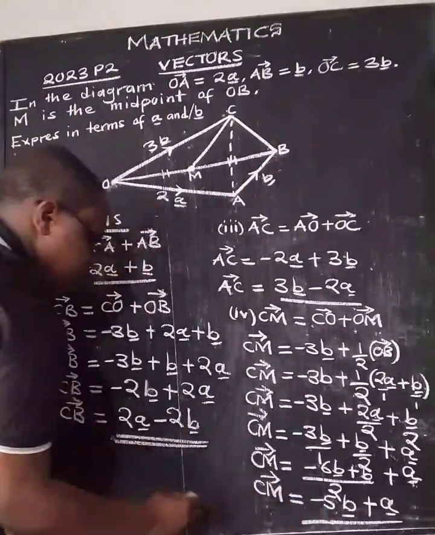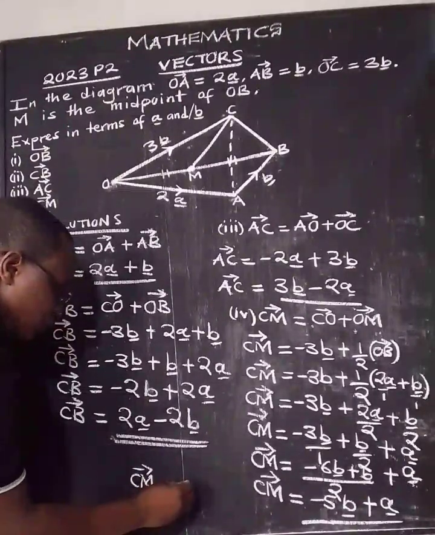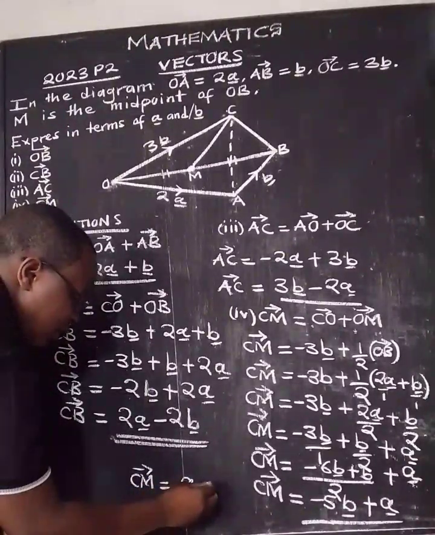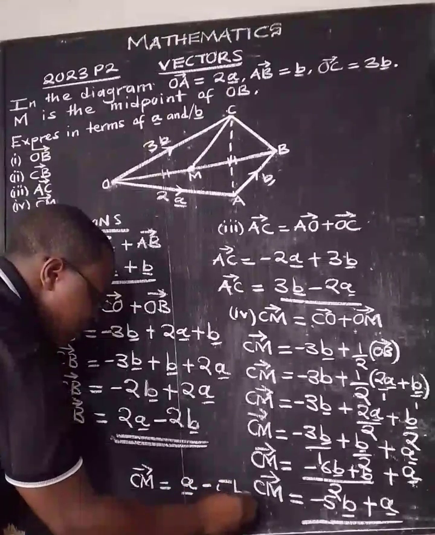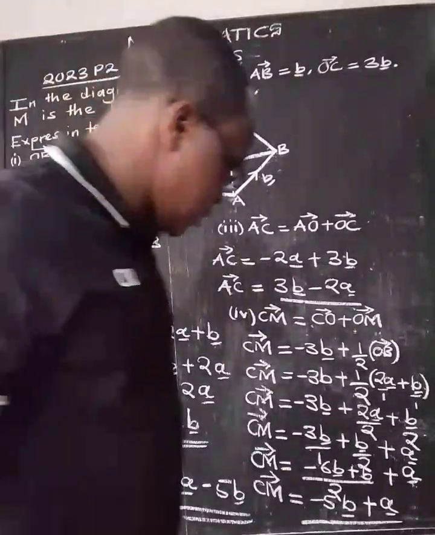Or if you want, you can even start with a positive and say CM is equal to vector A minus 5 vector B. Okay, so this is the way you answer this question, guys. Okay, simple as that.